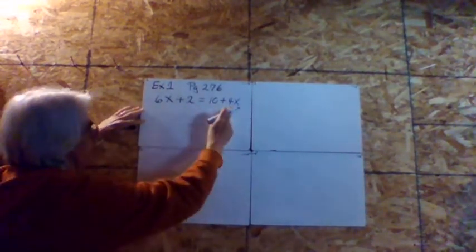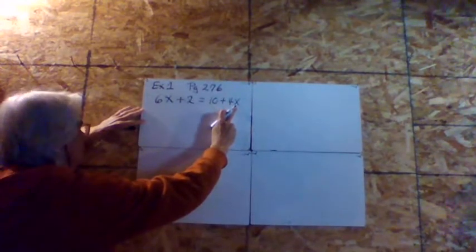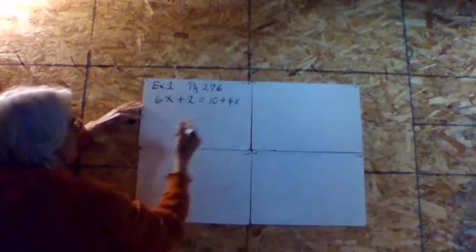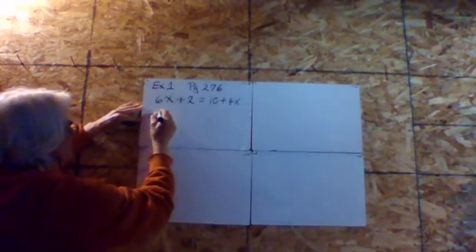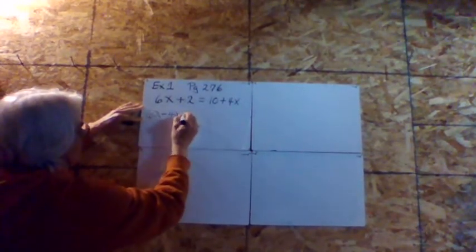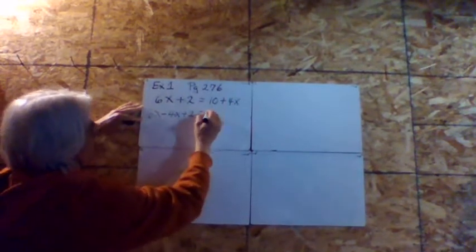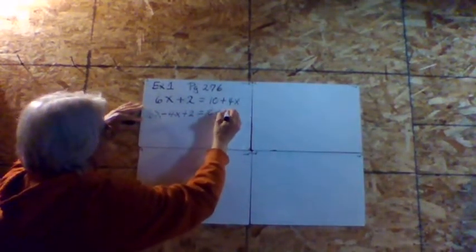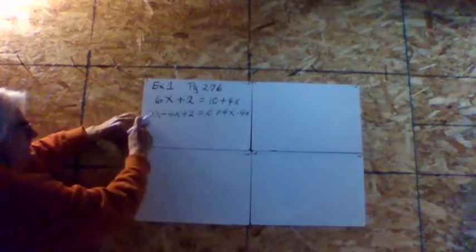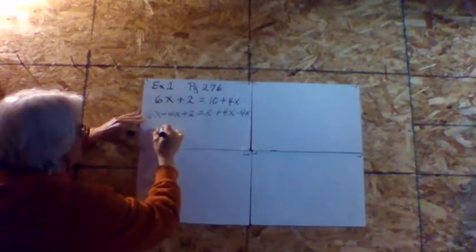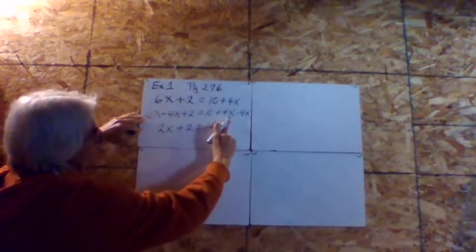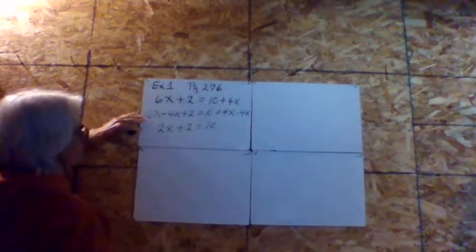So of course we know that we have a plus 4x, so to remove it, I have to have a minus 4x. Whatever I do to one side of the equation, I must do to the other. So I'm going to have 6x minus 4x plus 2 equal to 10 plus 4x minus 4x. So 6x minus 4x is 2x. Still have the constant. And of course the 4x minus 4x, let's remove that.